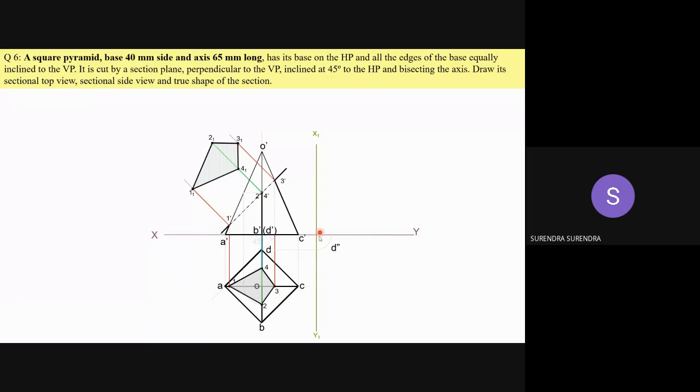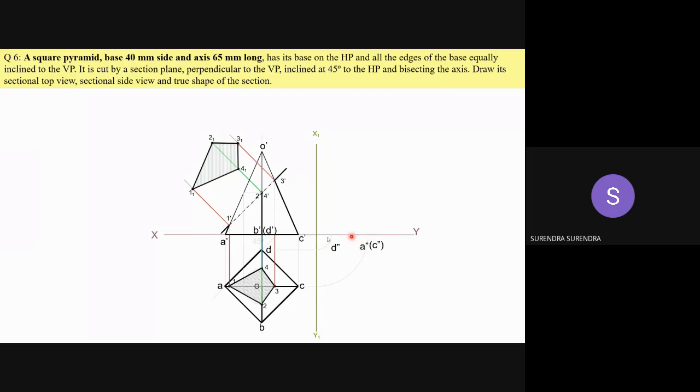This is D double dash. See here, as D is on the xy line, the projection from D and the arc intersect at D double dash. Similarly, draw the projection from C and A. This is a projection from both C and A, and also from the axis point. Draw the arc.